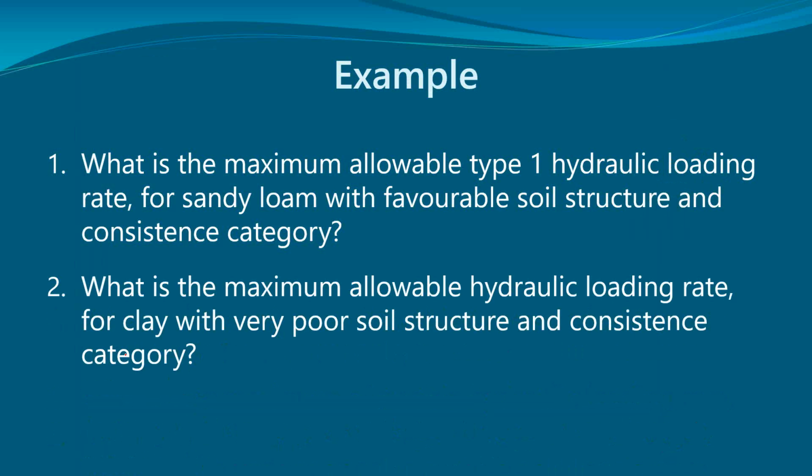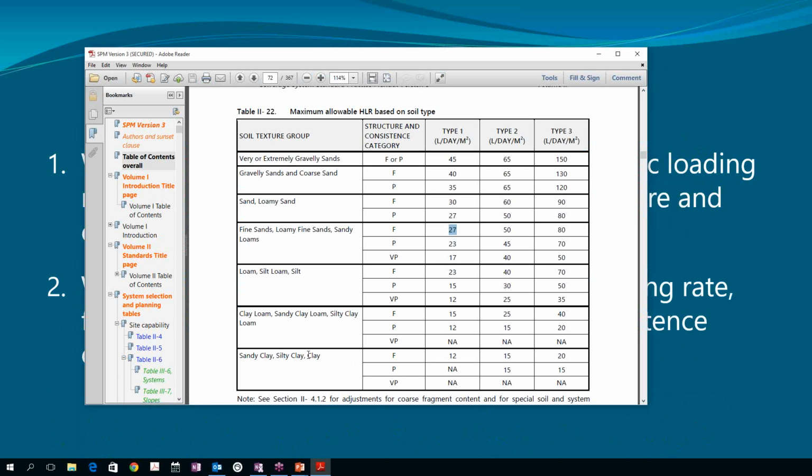Different soil, same question, hydraulic loading rate. So clay with very poor soil structure and consistence category. Let's have a look. Clay shows up there. Very poor is there, and the answer is not allowed. So it's another example of sort of a site capability standard. Not allowed means that we can't disperse to it. So if it's clay with very poor soil structure and consistence category, then we can't disperse to it. It becomes a limiting condition.